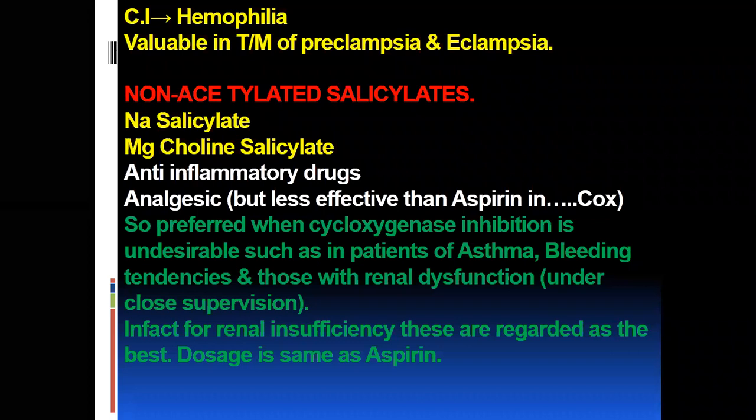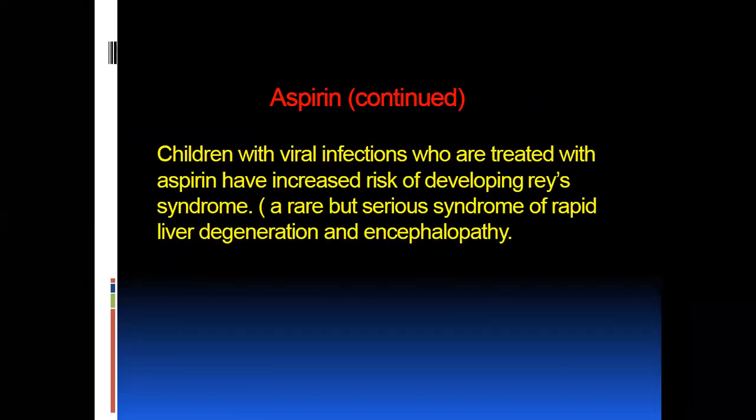Now this was all about the aspirin, and something important about aspirin is that children with viral infections who are treated with aspirin have an increased risk of developing Reye syndrome. Reye syndrome is a rare but serious syndrome of rapid liver degeneration and encephalopathy. So aspirin should be given with extreme care in children.